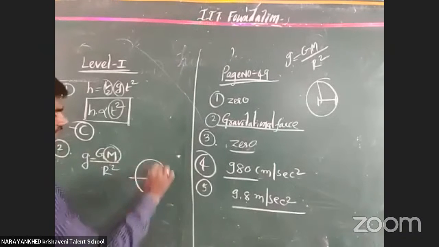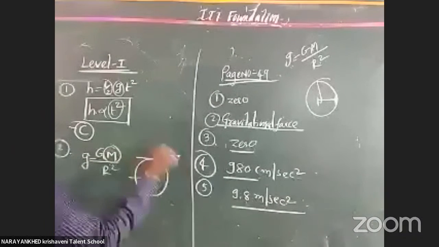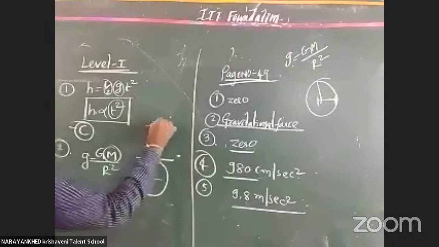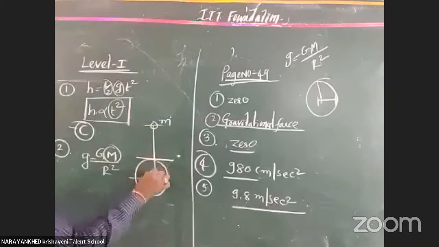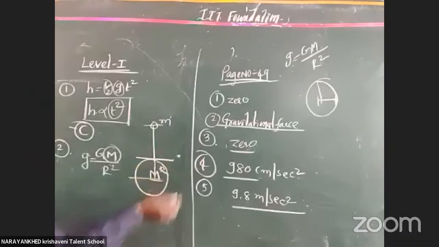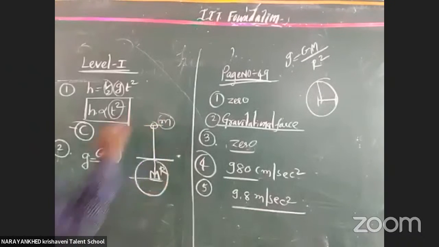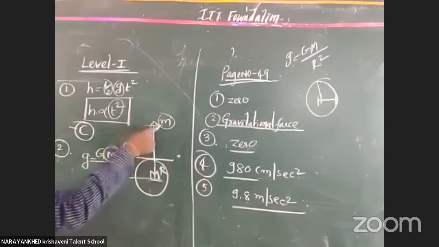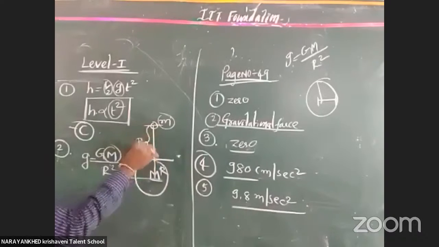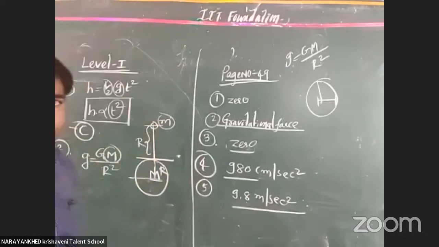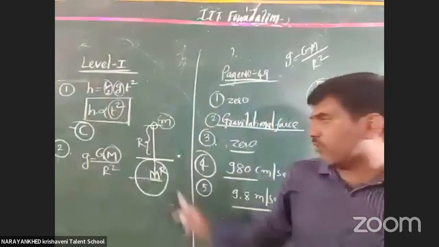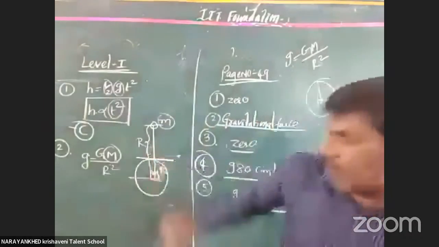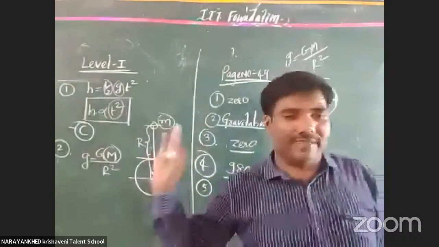Suppose this is the Earth and this is the mass of the body. Now this small m is the mass of the body, and the capital M is the mass of the Earth, and R here is the distance to the Earth's center. It does not depend on the mass of the things. It depends on the mass of Earth and on the distance between the body and the Earth. That's it. Got it or not? Yes, it does not depend on the mass of the body, either a large stone or a big stone or anything.